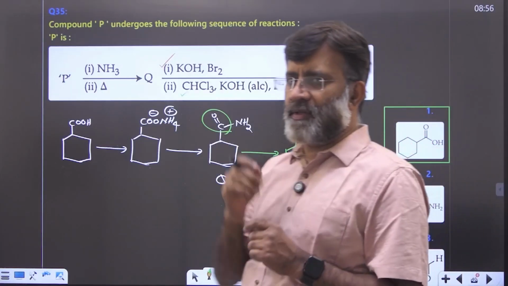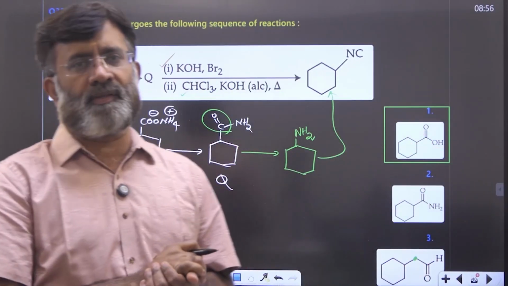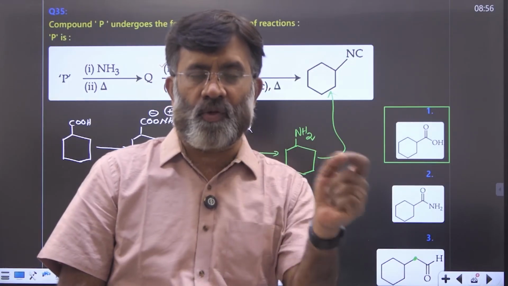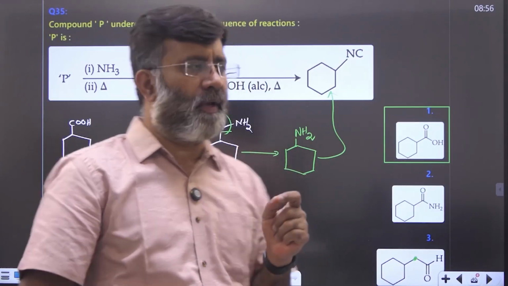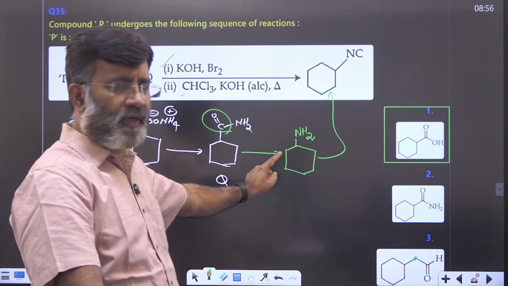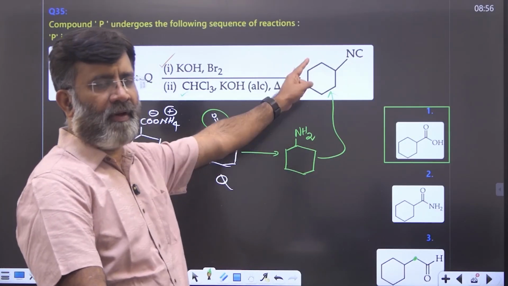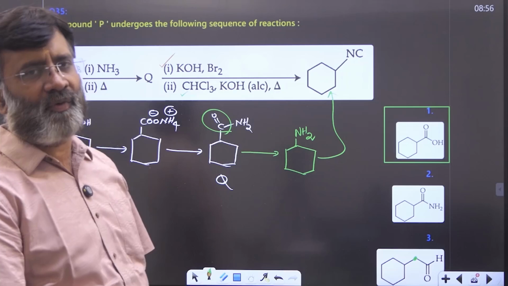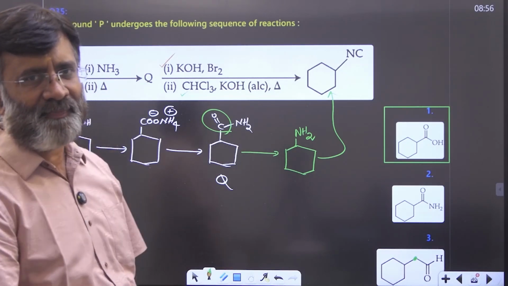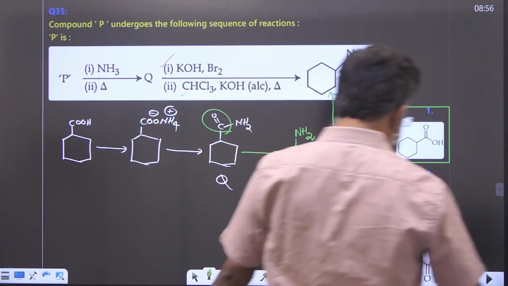So starting with cyclohexane carboxylic acid, it is converted to ammonium salt. Upon heating, you get amide, and then by Hofmann's degradation reaction, you get amine, and then finally the carbylamine test, chloroform with alkali. The first choice will be the correct answer. Okay. Next.